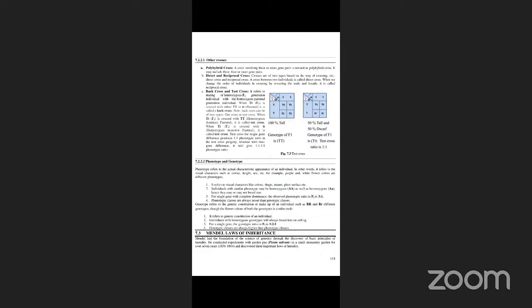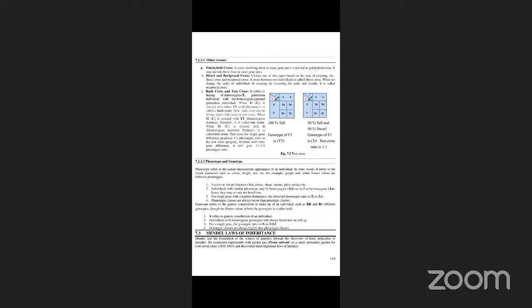Yesterday in the monohybrid cross, we discussed only a single character, that is height. And in the dihybrid cross, only two characters, that is color and shape of the seed. In the polyhybrid cross, we can take multiple gene pairs, like 3, 4 or more. We will draw a checkerboard, that is a Punnett square, and accordingly calculate the genotypic and phenotypic ratios.